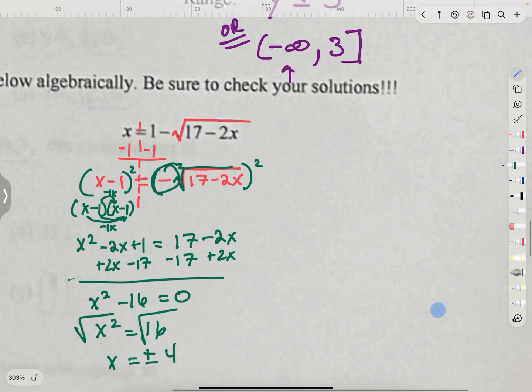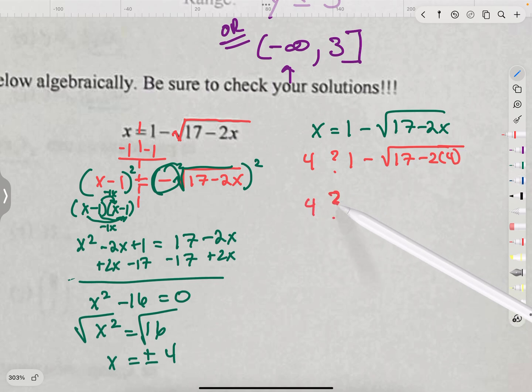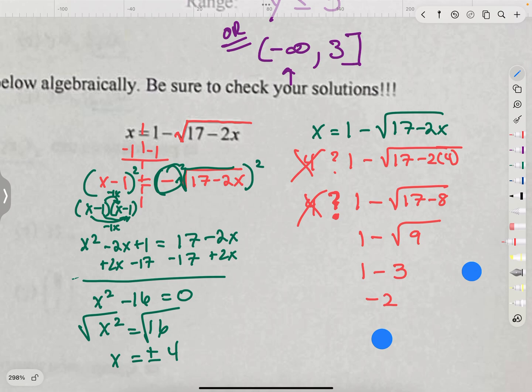It says check your solution. So let's check them in the original equation: x equals 1 minus the square root of 17 minus 2x. I think one answer is a 4. So I'm going to put a 4 in for my x's and see if the left side equals the right side. The left side just says I'm 4. The right side says I'm 1 minus the square root of 17 minus 8, which is 1 minus the square root of 9. Oops, 1 minus 3 comes out to negative 2. That did not check at all. So my 4 didn't work.